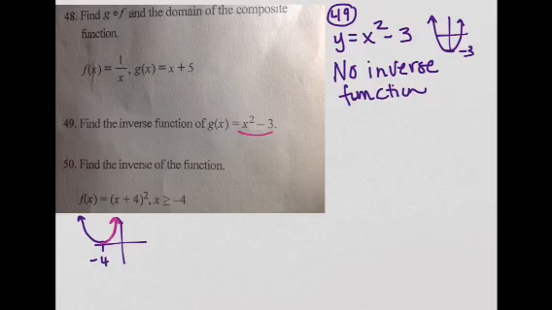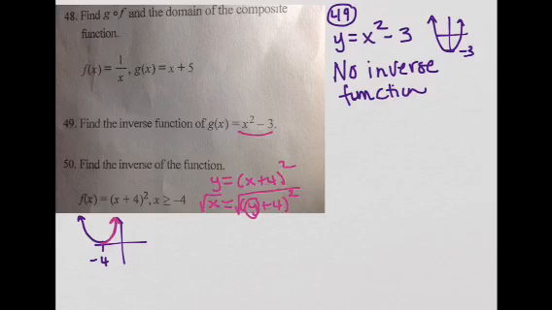So 50 we could. So first thing we're going to do is change the f of x to y, and then x plus 4 squared. Then we switch the x and the y, switch places, so x equals y plus 4, like that. Then we solve for y. So we want to get to this y right here. First thing we could do is take the square root of both sides.